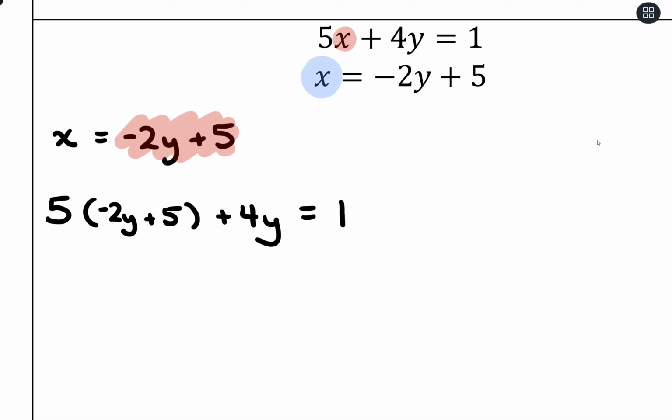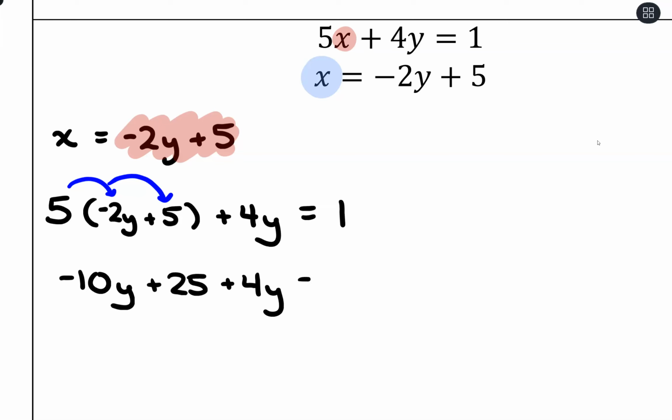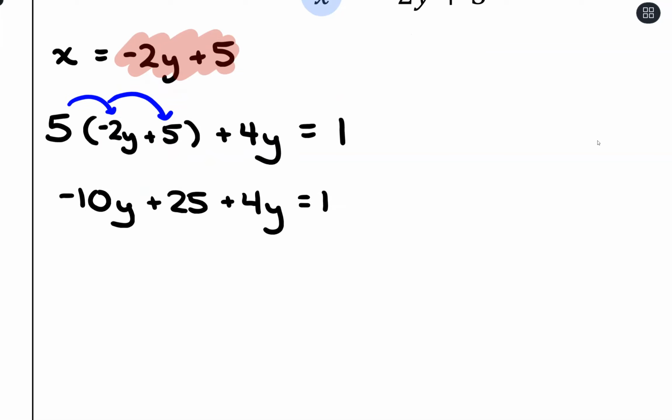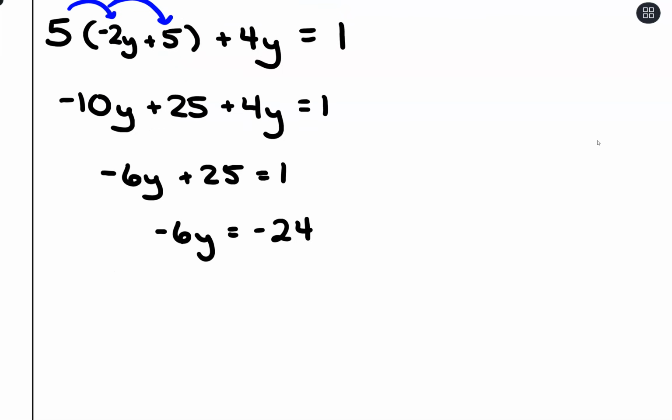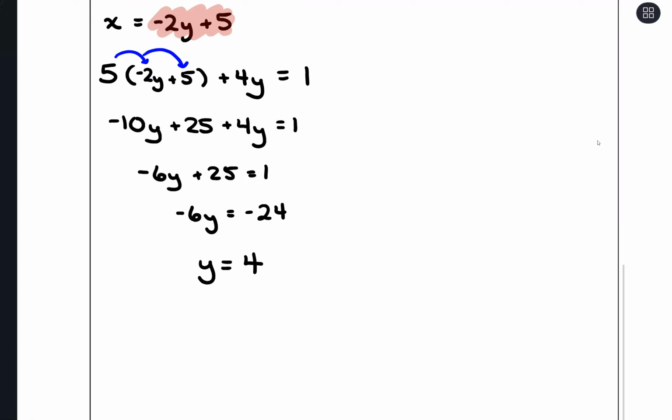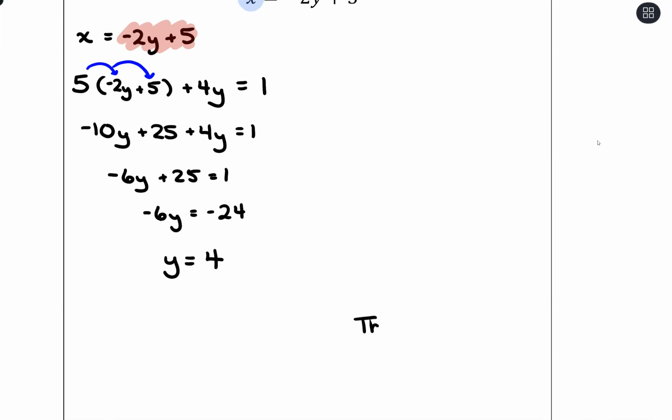And let's go ahead and distribute the 5 in. So negative 10y plus 25 plus 4y is equal to 1. So that's a negative 6y plus 25 is equal to 1. Subtract 25 from both sides. Divide by negative 6. And that should be a positive 4. So we have our y coordinate. Let's go, the solution is.